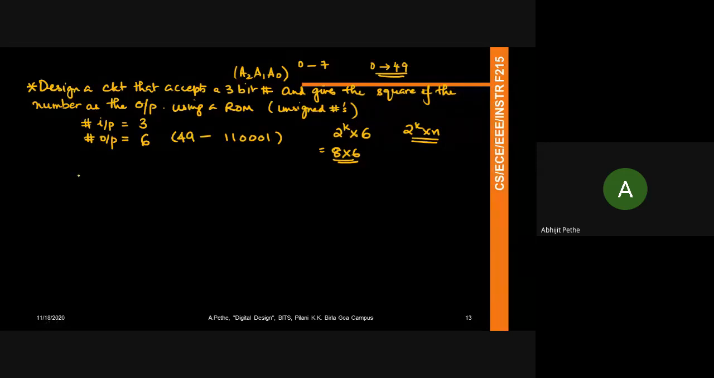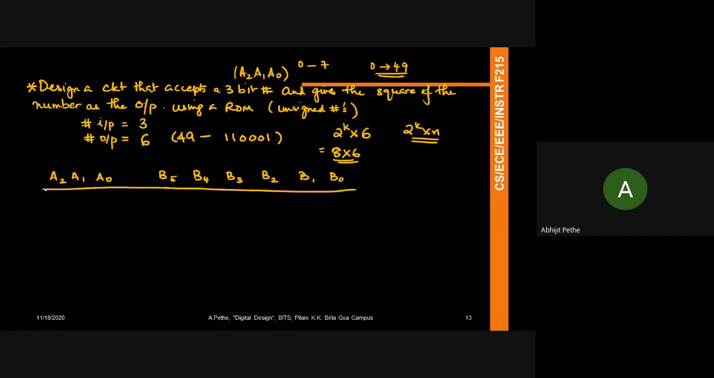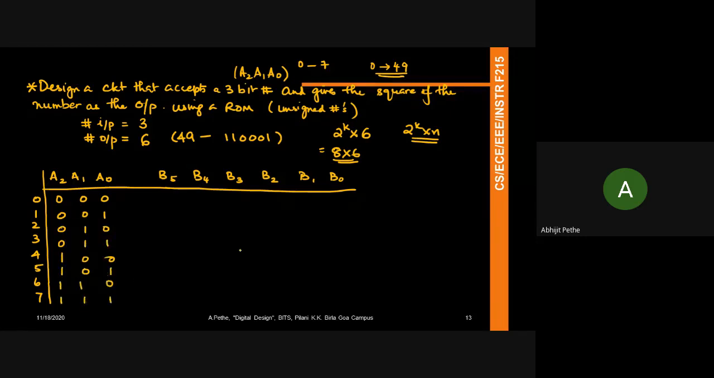Okay, so let's quickly write the truth table for this. So we have A2, A1, A0, and B5, B4, B3, B2, B1, B0. Let's call the B's the outputs. So I have 0, 1, 2, 3, 4, 5, 6, 7, right? The inputs are 000, 001, 010, 011, 100, 101, 110, 111, right? Again, 0 squared output is 0.